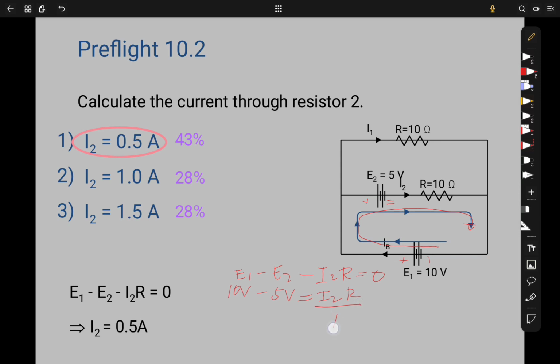Diba? That is 10 ohms. All over tayo ng 10 ohms tayo dito. Cancel, cancel. So, I2 po natin is equal sa, so, 10 minus 5, that is 5 volts all over 10 ohms. Therefore, that is 1/2 ampere or 0.5 ampere. Kaya 0.5 yung nakuha natin dito. Paliwanag po. Okay.